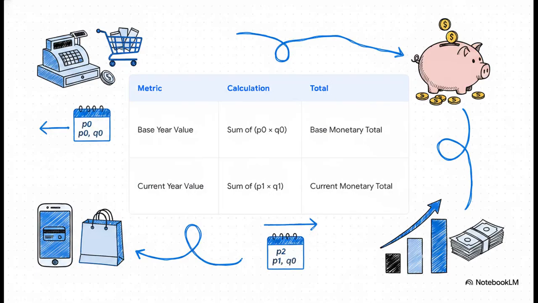Here is exactly how that checkout counter works for comparing total transaction values. If you look at the base year value row, we just take the old prices, P0, and multiply them by the old quantities, Q0. That gives us our base monetary total. Basically, what was the total value of all goods exchanged back then? Then, on the bottom row, we do the exact same thing for today. Current prices, P1, multiplied by current quantities, Q1. This calculates the net change in the total monetary value of transactions right now. It is the ultimate reality check for total economic activity.